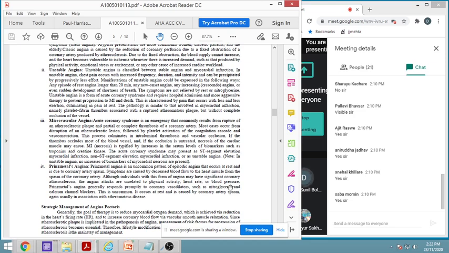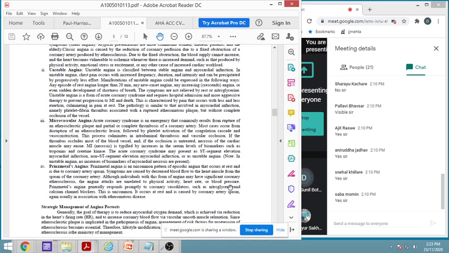It is an uncommon pattern of episodic angina that occurs at rest, and it is due to coronary artery spasm. Symptoms are caused by decreased blood flow to the heart muscles from the spasm of the coronary artery. Individuals with this form of angina may have significant coronary atherosclerosis, and the angina attacks are unrelated to physical activity, heart rate or blood pressure. Prinzmetal angina generally responds promptly to coronary vasodilators like nitroglycerin and calcium channel blockers. And as we have already discussed, it is uncommon. It occurs at rest and is caused by coronary artery spasm.